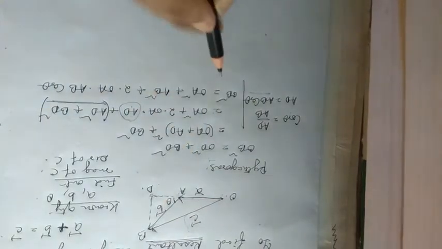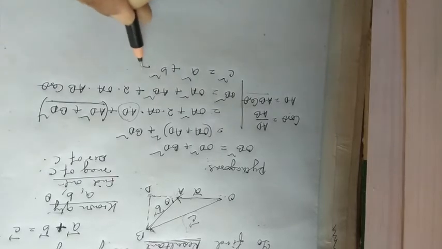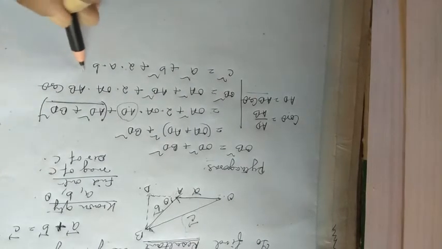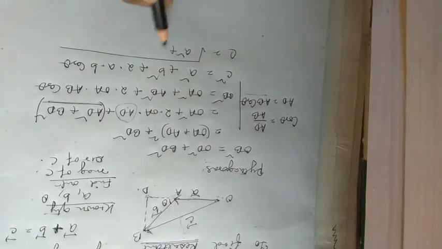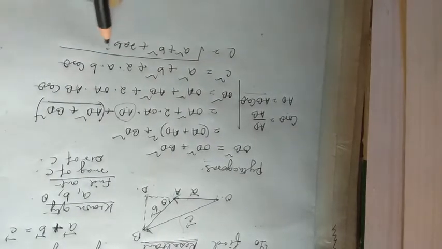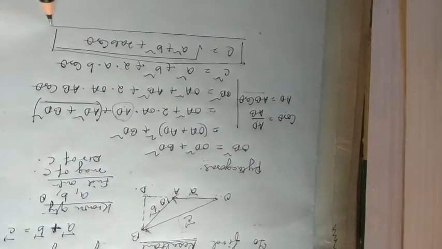Now, what is OB square? It was C square. OA square was A square, plus B square, plus 2AB cos theta. So C is equal to root over A square plus B square plus 2AB cos theta. So this is the value of the magnitude of the resultant vector C.